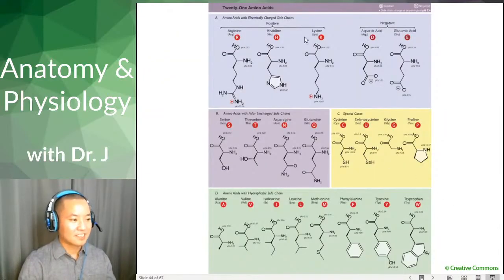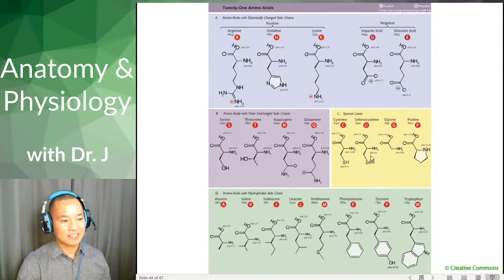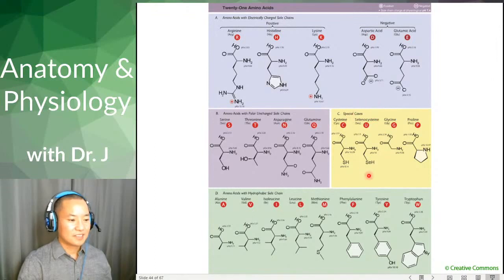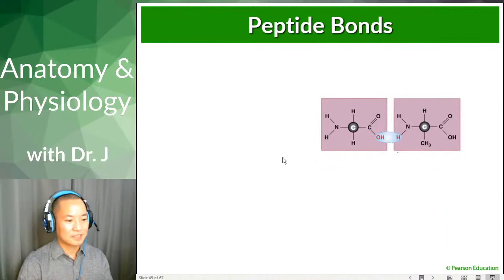So this one shows 21 amino acids. Selenocysteine is the one that tends to be omitted from other textbooks. But yeah, just know all of them; selenocysteine is kind of the special one. Not that it's not important, it's actually very important, but don't worry about that too much.